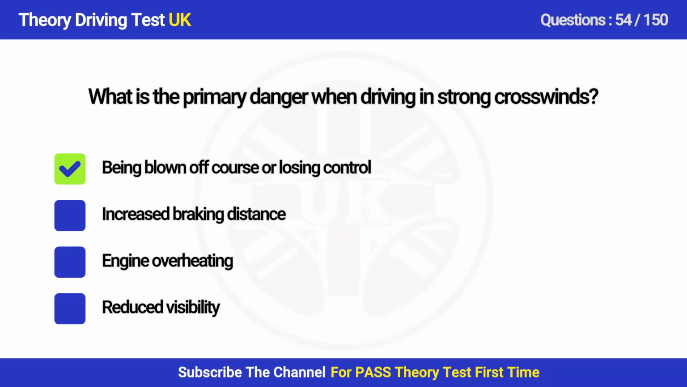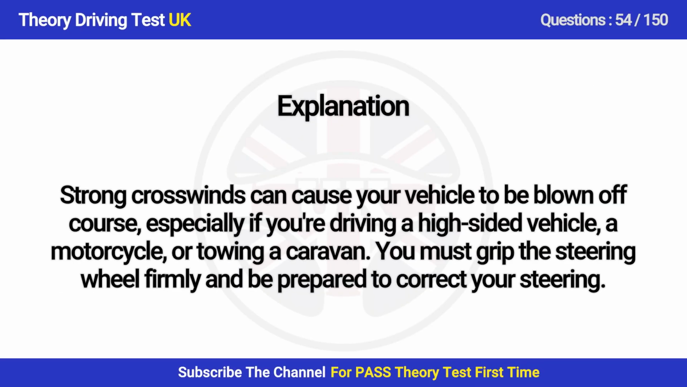Answer is A. Being blown off course or losing control. Strong crosswinds can cause your vehicle to be blown off course, especially if you're driving a high-sided vehicle, a motorcycle, or towing a caravan. You must grip the steering wheel firmly and be prepared to correct your steering.